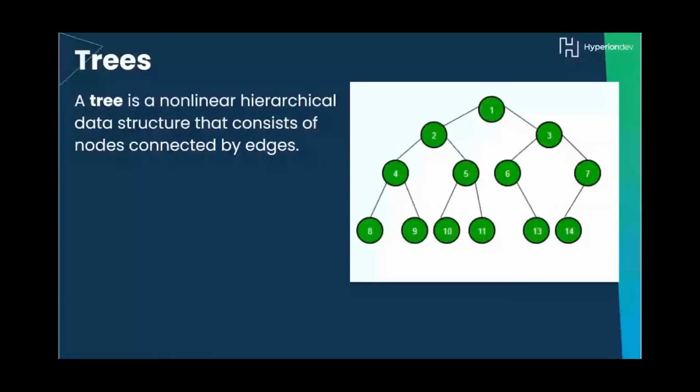So, firstly, what is a tree? A tree is a non-linear hierarchical data structure that consists of nodes connected by edges. When operations are performed in a linear structure, the complexity arises as the data size increases. On the other hand, the tree data structure provides much quicker access to data which is non-linear.